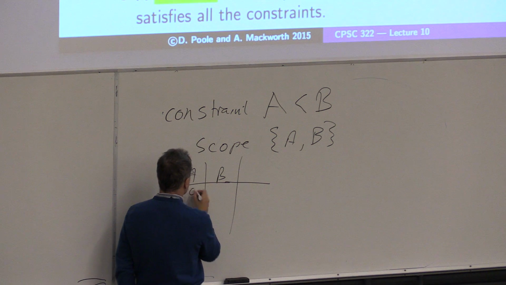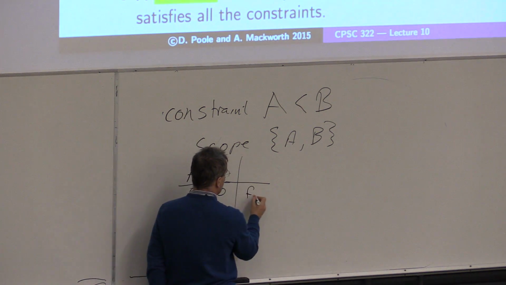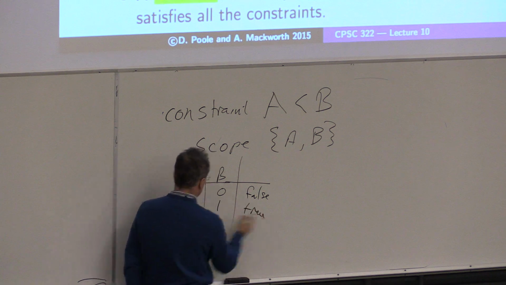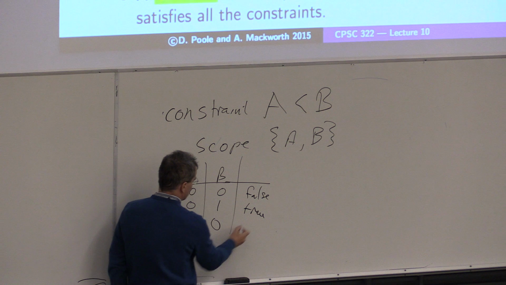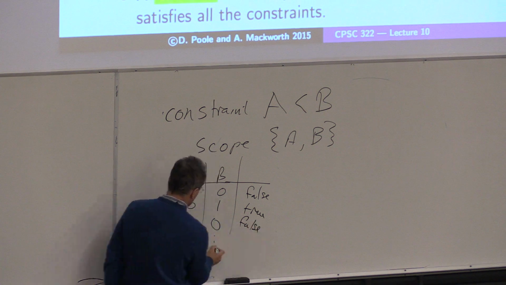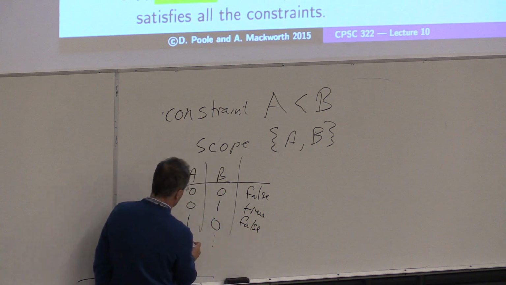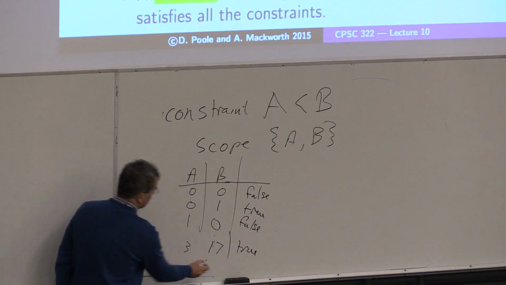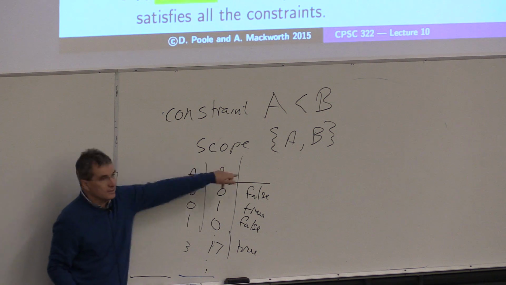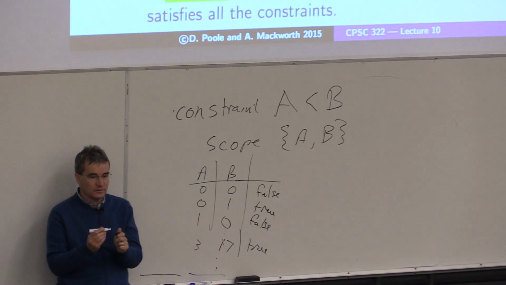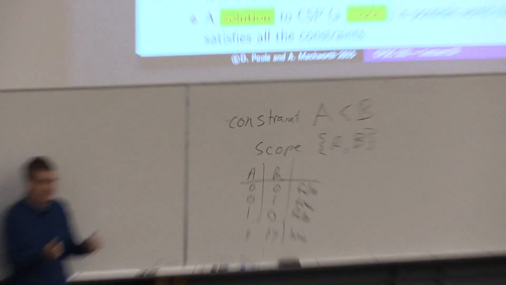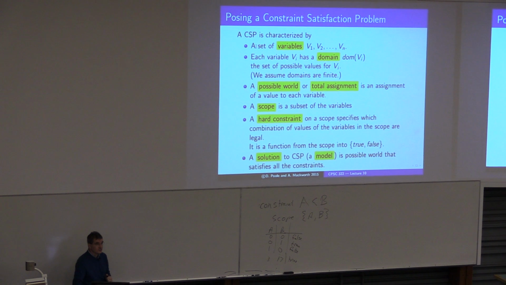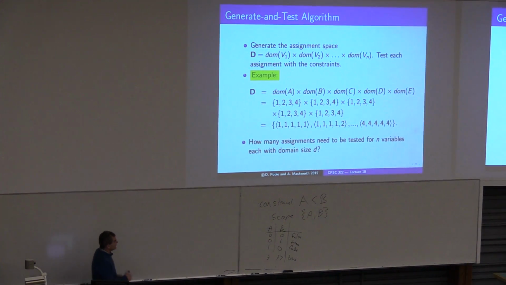So if A is 0 and B is 0, then the answer is false. If A is 0 and B is 1, the answer is true. If 1, 0, it's false. For 3, 17, it's true. So it's a function from values of A and B into the truth values. Does that make sense? It's just a function. All right. Questions? No.